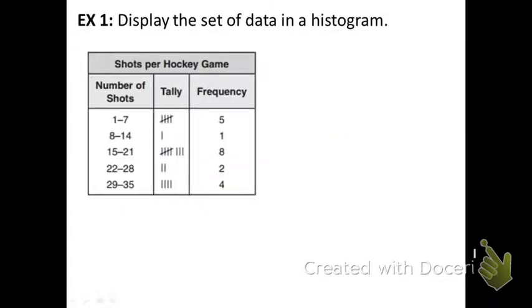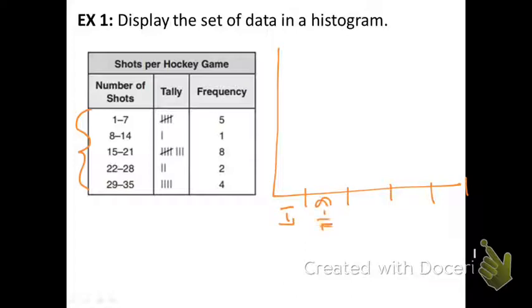Example 1 gives you a frequency table and asks you to draw a histogram. So it already tells you the intervals right here. So when we create our histogram, we're going to break this up into intervals that it already tells us about. Here it tells us the first one has to be from 1 to 7. The second one is from 8 to 14. The next one is from 15 to 21, from 22 to 28, and the last one from 29 to 35.